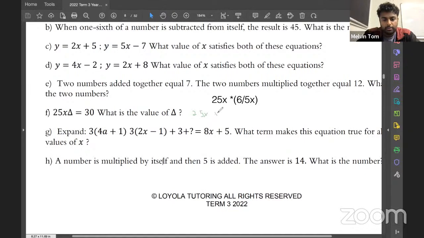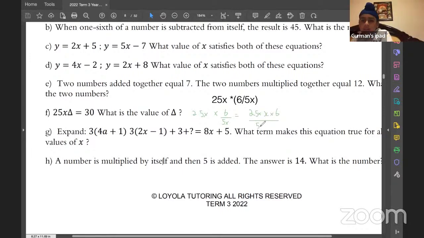Times 6 over 5x, B? Stop bullying me. You get a B. Yeah, 25x times 6 over 5x. This becomes 25 multiplied by x, multiplied by 6, divided by 5x.